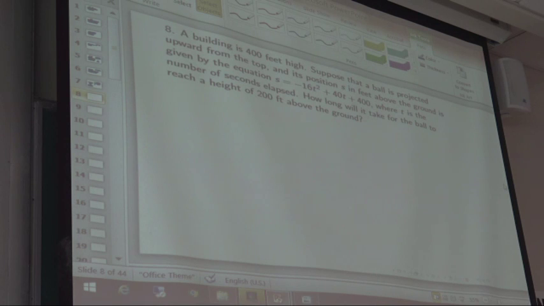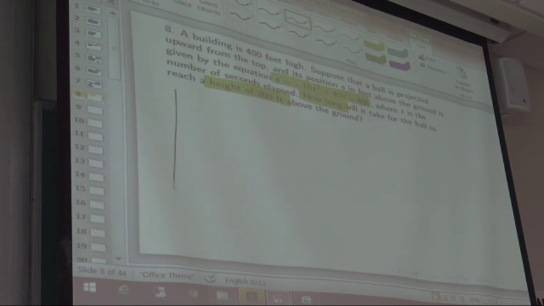A building is 400 feet high, and suppose a ball is projected upward, and its position S is given as s equals negative 16t squared plus 40t plus 400. We're going to find the t, how long? Basically, we're going to find the t such that the height is 200 feet above the ground.